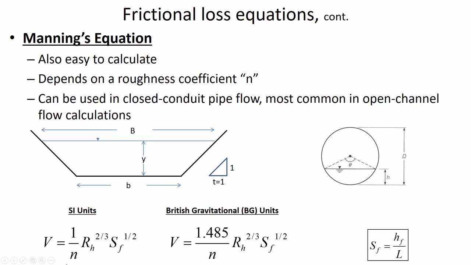Here is Manning's equation expressed in terms of velocity. It's also common to have it expressed in terms of flow rate, and then all you have to do is multiply the right-hand side by the cross-sectional area. In SI units, you don't have to multiply by this 1.485 in the same way that you do for the BG units. Now, S sub F means the same thing that it did before. It's the slope of the energy grade line, so that's the head loss divided by the length of the pipe section.